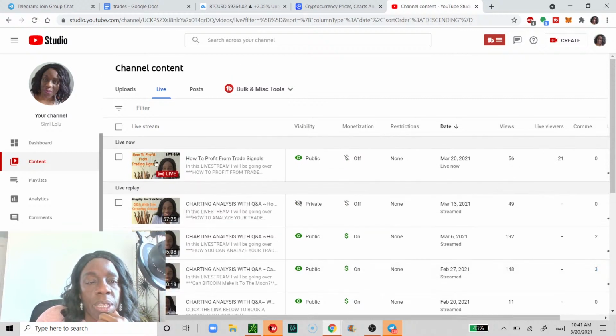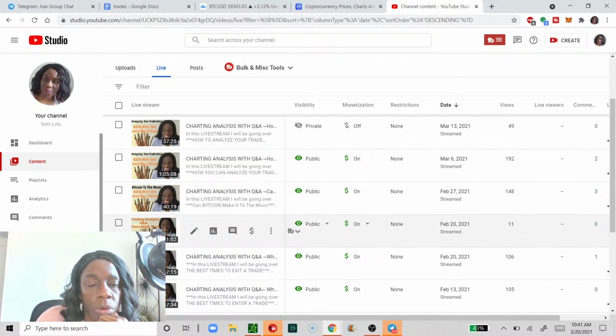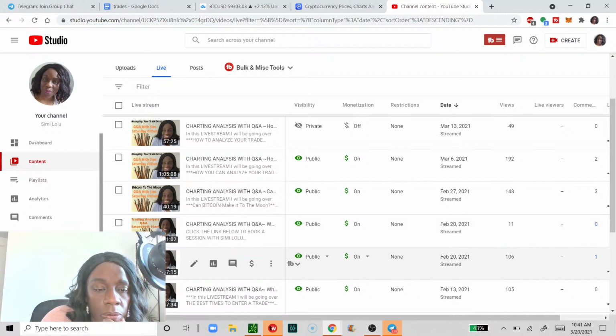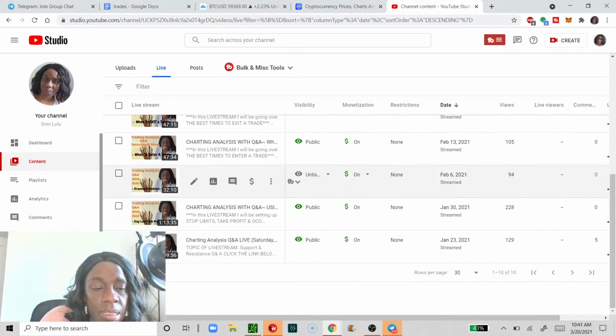So this is the one we're in right now. And these are the replays. That's 1, 2, 3, 4, 5. Drawing, I don't know, maybe drawing trend lines.